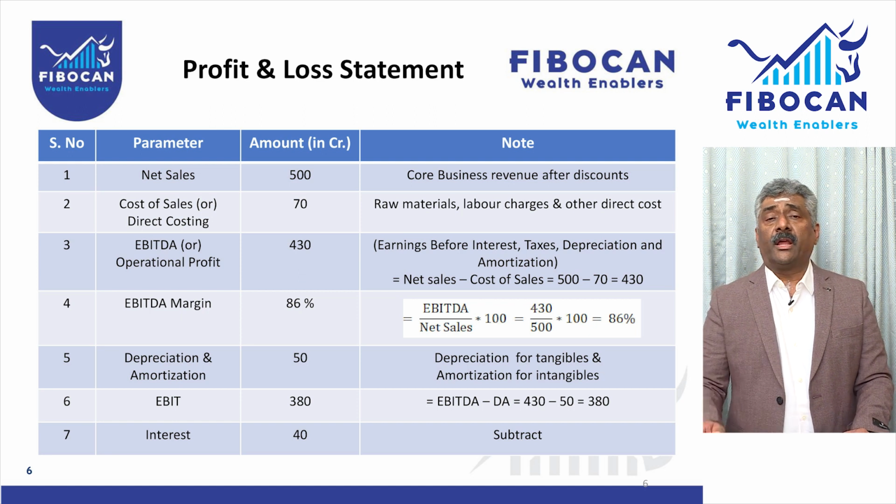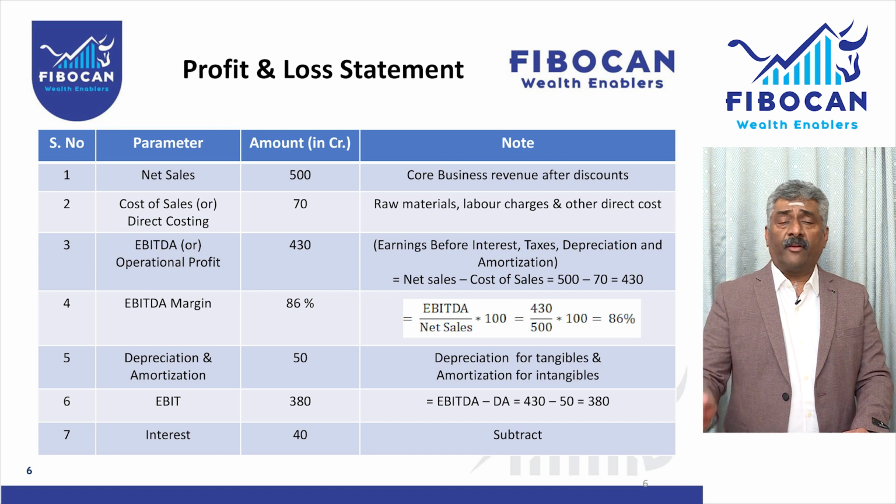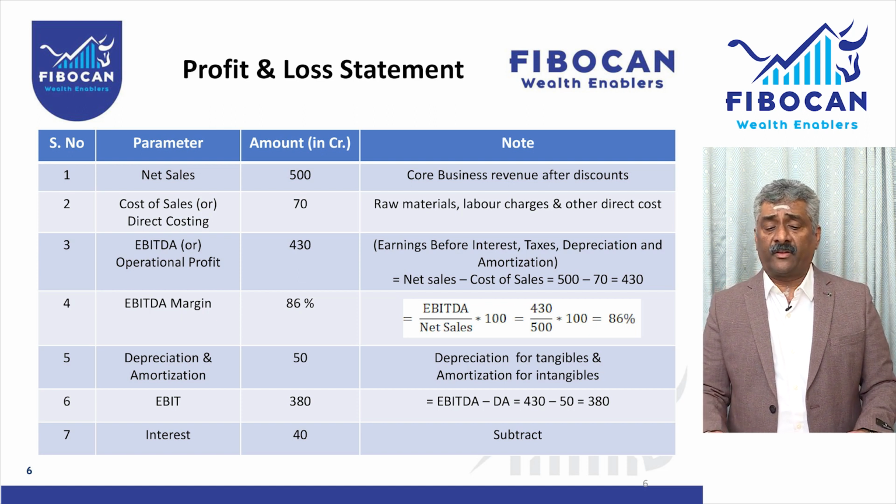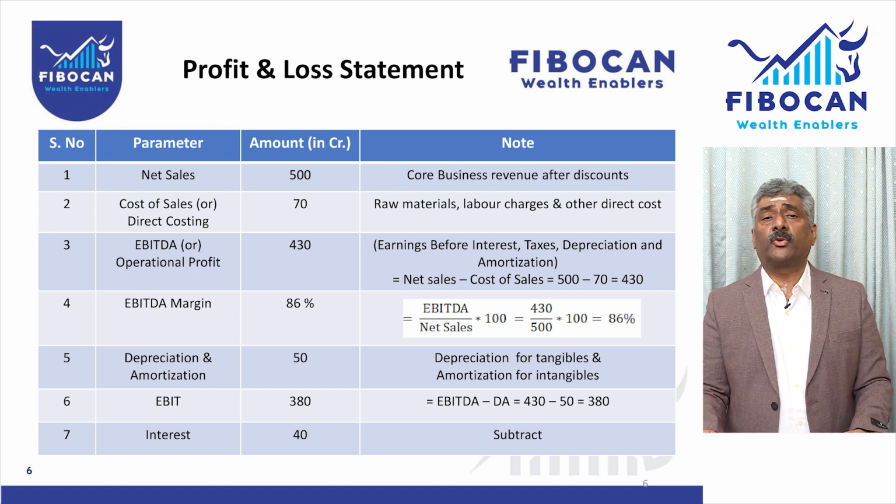So next is EBITDA margin. How is it computed? Simple. EBITDA 430 divided by 500. We have shown in this slide clearly the example. You can see for yourself. So that comes to 86%, which we will be using down the line. That is why we are showing it here.